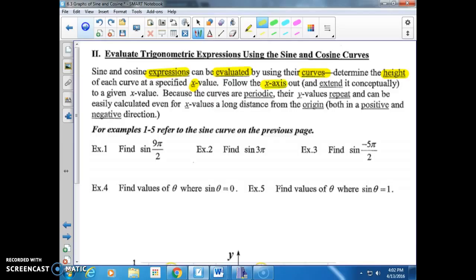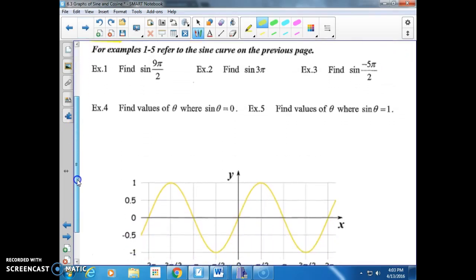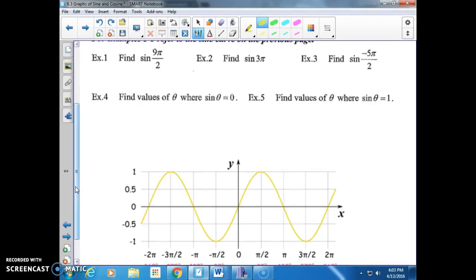So follow the x-axis out. Okay, so to the right or to the left. Extend it as needed, or if you can think about it in your head. Since the curves are periodic, their y values end up being repeated, so you don't actually have to keep repeating. You just have to figure out how many cycles it's been. So it can be easily calculated even for x values a long distance from the origin, in both positive and negative directions. Okay, so if I go ahead and look at these examples, I'm going to refer to this sine curve down here. I wrote it down here. It should look very similar to the one we drew.